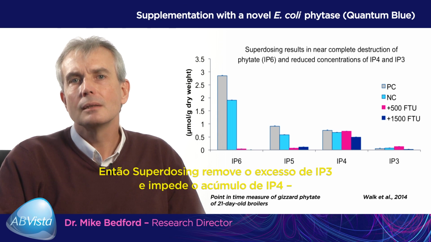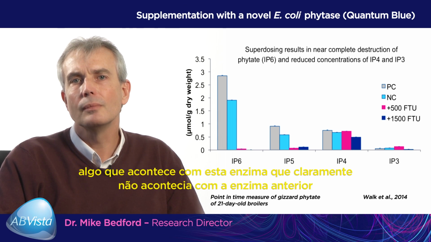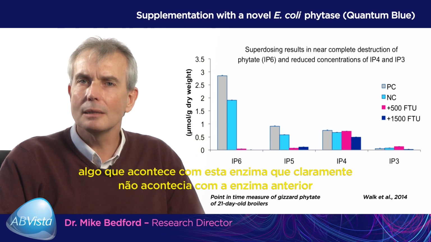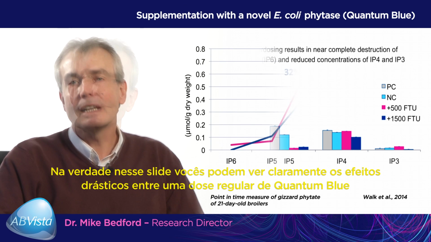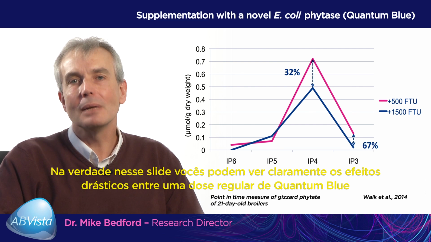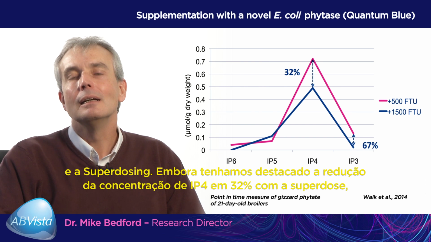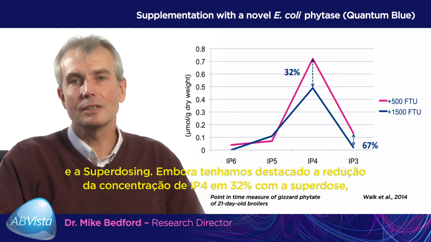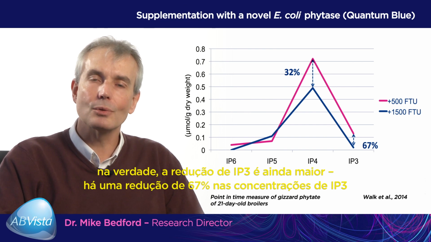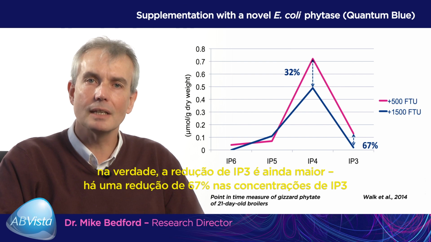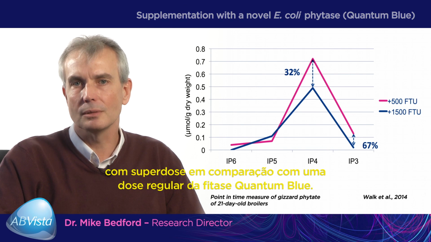So superdosing removes the excess of IP3 and prevents the buildup of IP4, something that works with this enzyme that clearly wasn't working with the previous enzyme, the Citrobacter brachii, when only used at 500 units. In fact, in this visual you can see quite clearly the dramatic effects between a regular dose of Quantum Blue and the superdosing effects. Although we've highlighted IP4 concentrations being reduced by 32% when you superdose, in fact the reduction in IP3 is even more dramatic. There's a 67% reduction in IP3 concentrations when you superdose compared to a regular dose of Quantum Blue phytase.